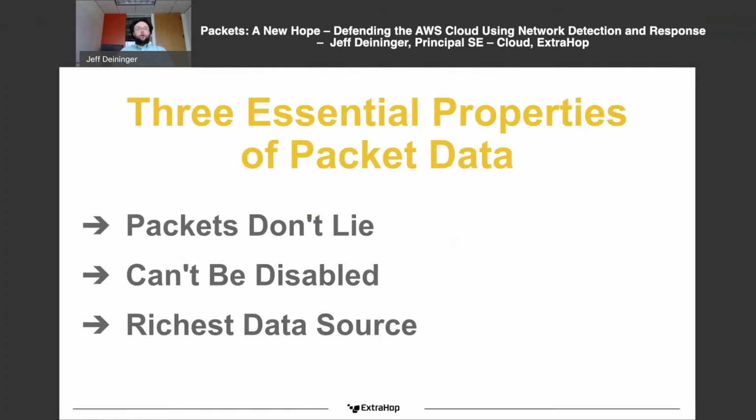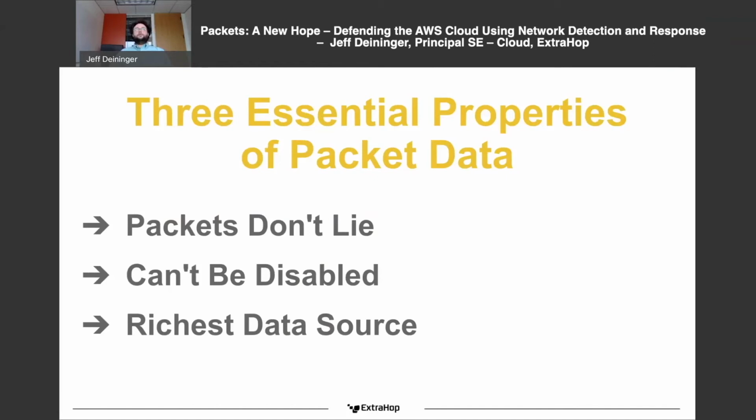It's not self-reported. It can't be disabled. For instance, Rob Joyce, who runs the Tailored Access Operations group at the National Security Agency here in the United States, says that the NSA's biggest nightmare is an out-of-band network traffic analyzer, right? That passive network tap that some defender team is paying attention to, because you can't avoid being observed via the network for your attack activity. And then lastly, network data represents the richest data source available to defenders.